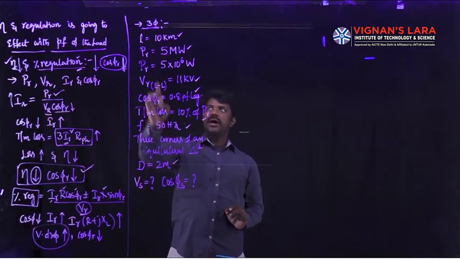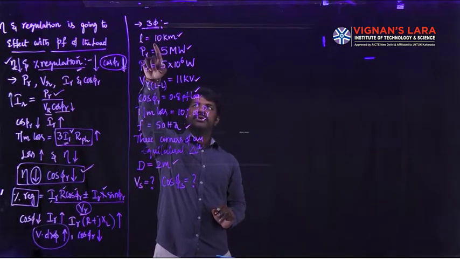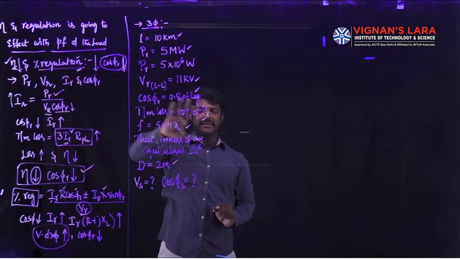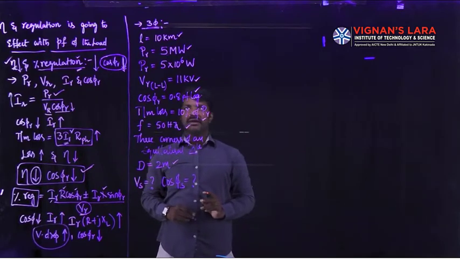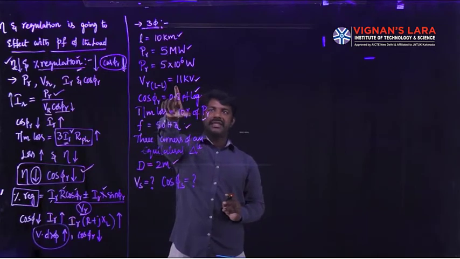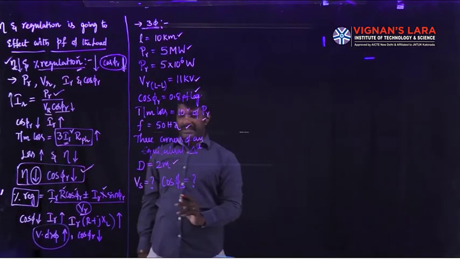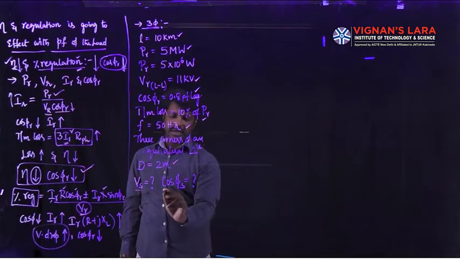Observing the length of the transmission line, it is 10 kilometers, whose value is less than 80 kilometers. Therefore, this problem comes under the first category of transmission line, called a short transmission line. And also the operating voltage is 11 kV, whose magnitude is less than 20 kV, so it comes under short transmission line. Now let us solve the problem to get the magnitudes of Vs and cos phi s.